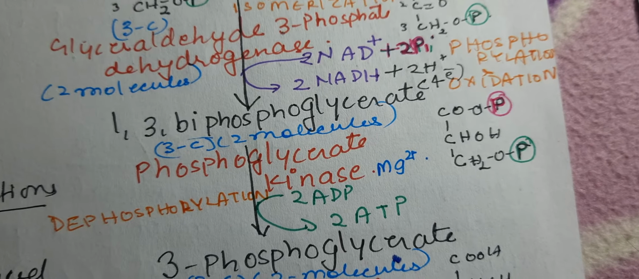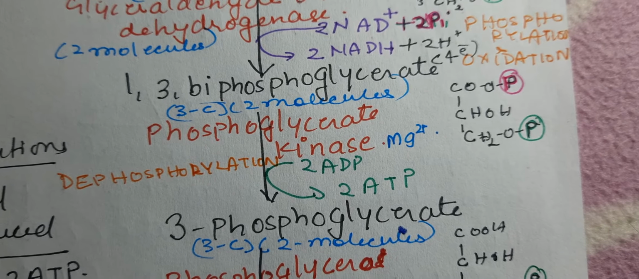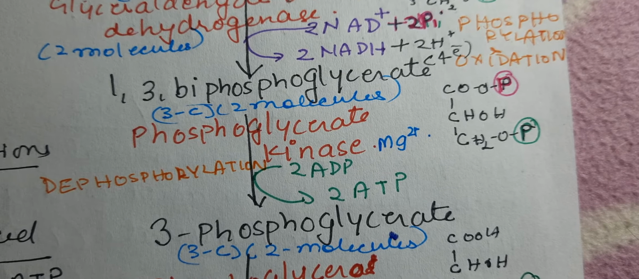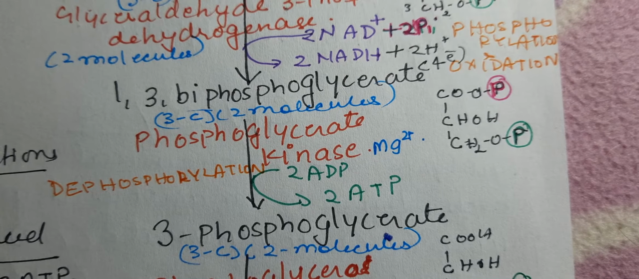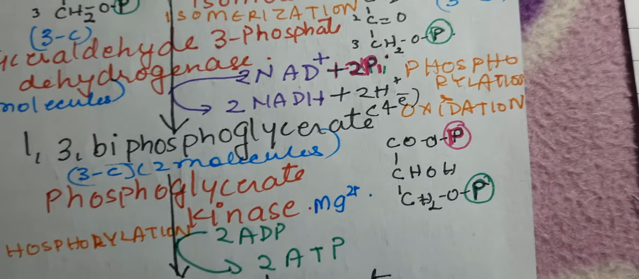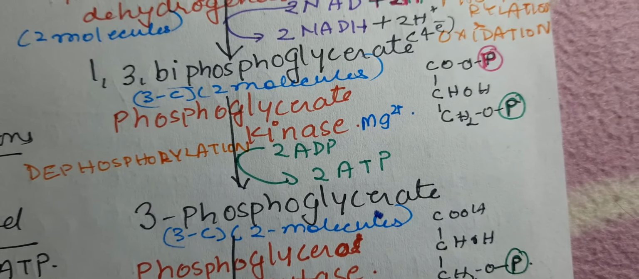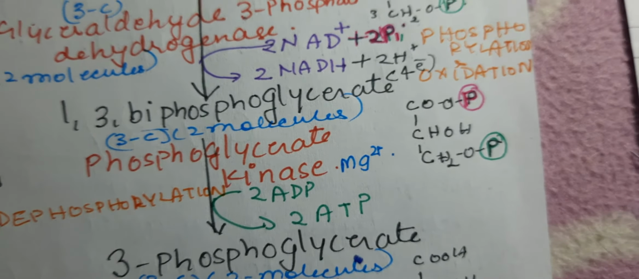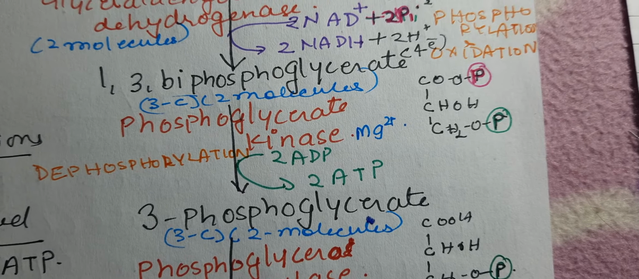Next step is 1,3 bisphosphoglycerate is converted into 3 phosphoglycerate. So what is happening over here? Here the phosphorus is removed. See, 2 phosphorus were here and one of the phosphorus is removed, that is from the position 1. Now again dephosphorylation is occurring here in presence of kinase.